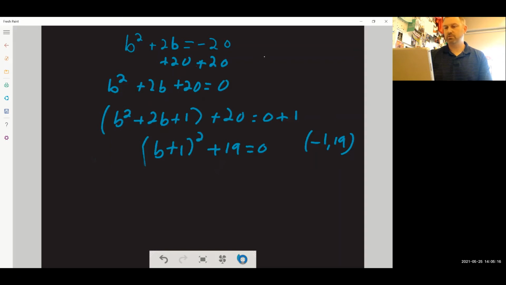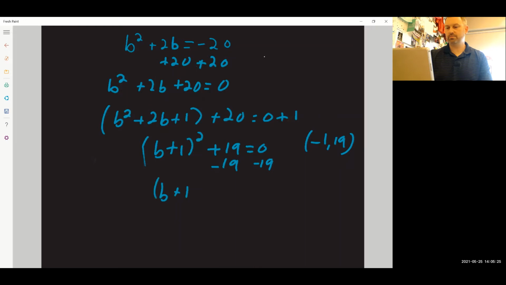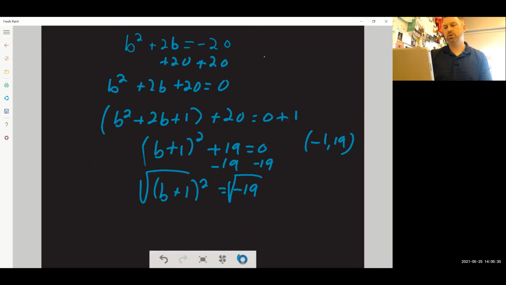So first thing I want to do is subtract 19 to both sides. That gives me b plus 1 squared equals -19. Okay, now I'm going to take the square root of both sides, and you should notice something here. The square root of b plus 1 squared is just b plus 1. But over here, the square root of -19, there's no real solution for that.